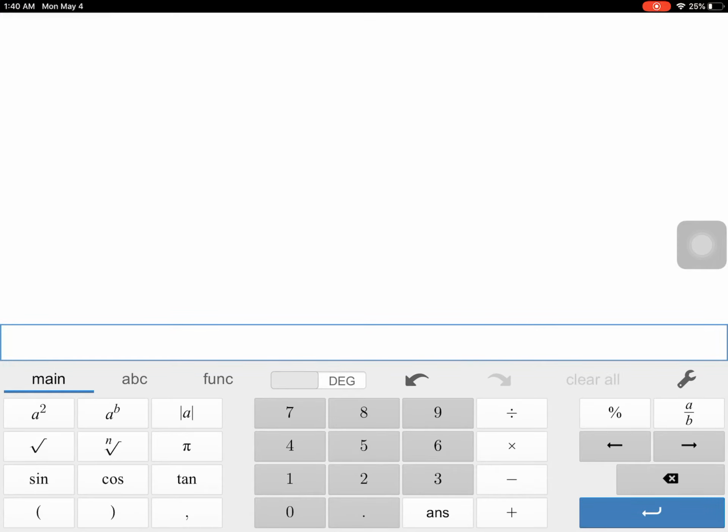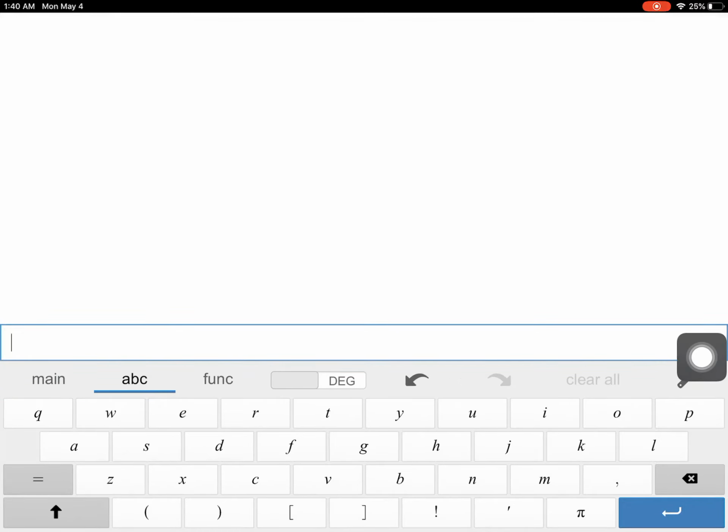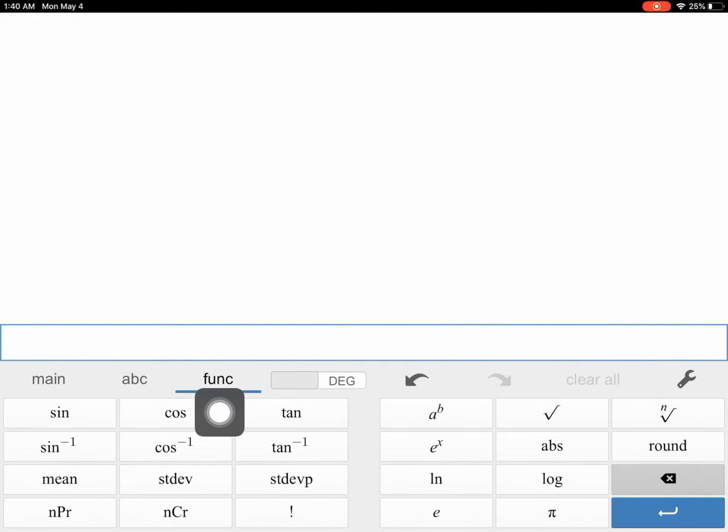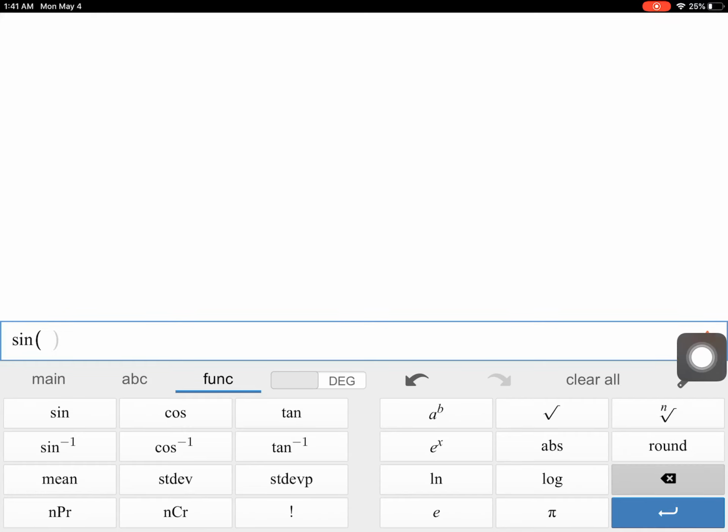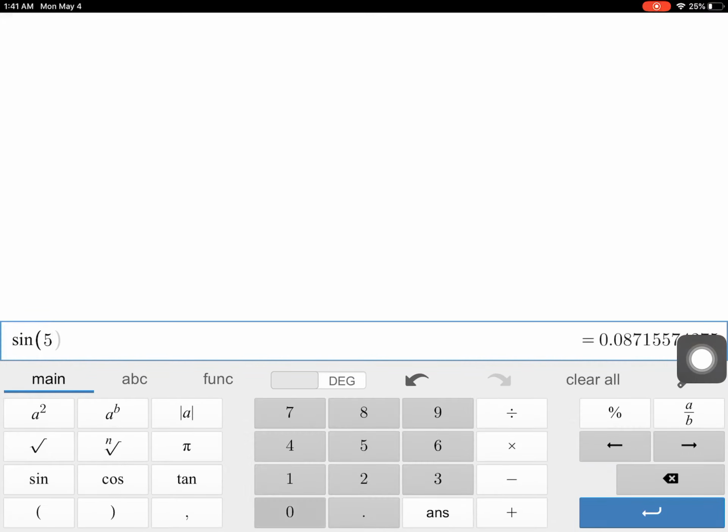And when you open the Desmos function, you start off in the main, and they have other options, which is ABC, which is giving you more letters, and they have functions. I want you guys to go to functions first. And when you go to functions, you press on the sine, which is this first one here, and it's going to give you parentheses. Now, after doing that, I'm going to go back to main, and I'm going to input the degrees. So I have sine of 50 degrees, and we were multiplying that by 6.